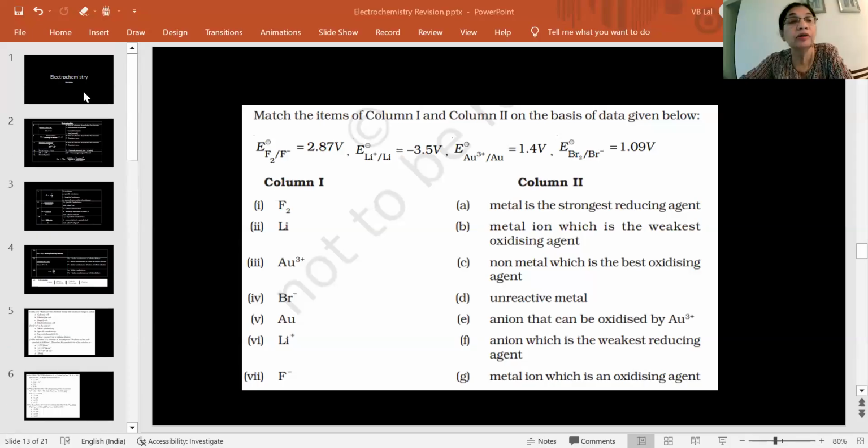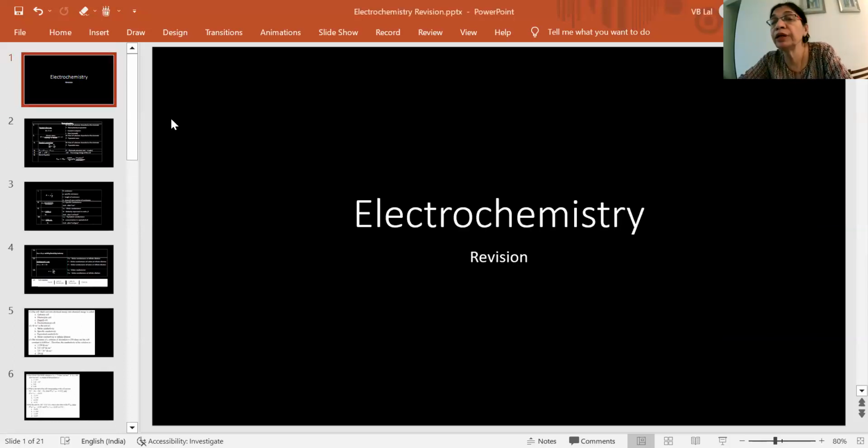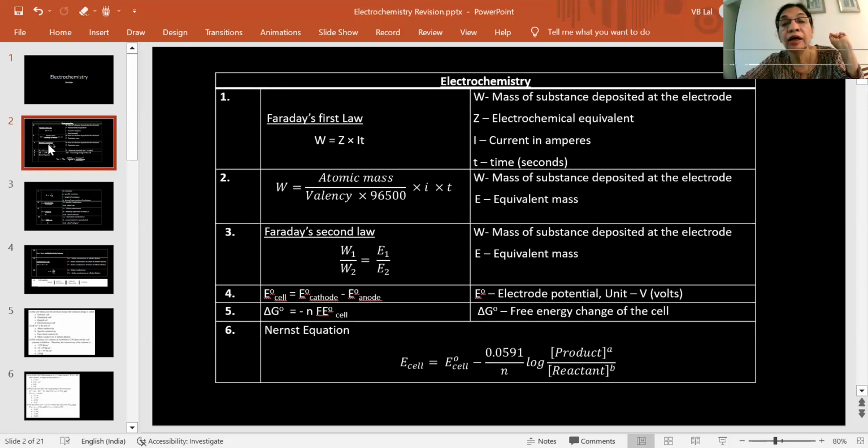So children, today we are going to do a revision in electrochemistry. We have completed the topic and now I think maybe sometime next week you might be having a test. So this is the revision. If you have any questions, please post it on your website and I will answer those. Now anyway, we are going to do the revision. So I have first kept all the formulae together.